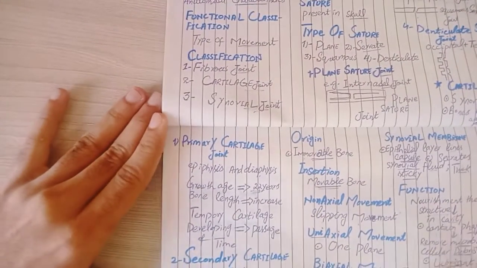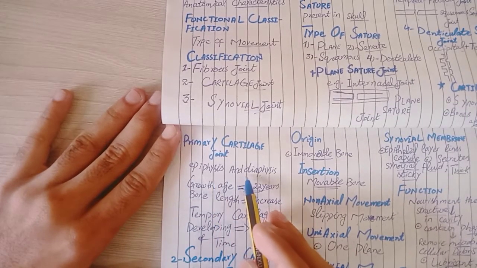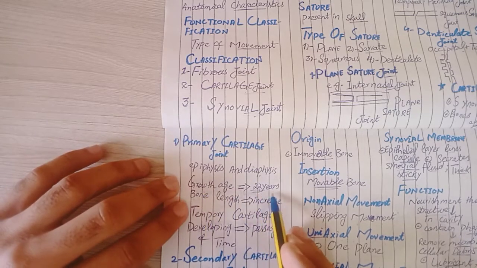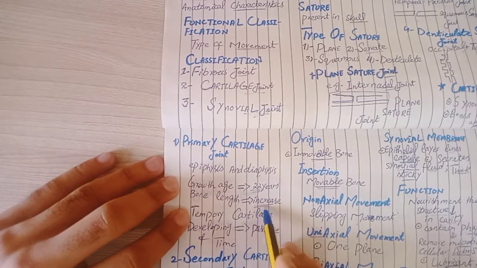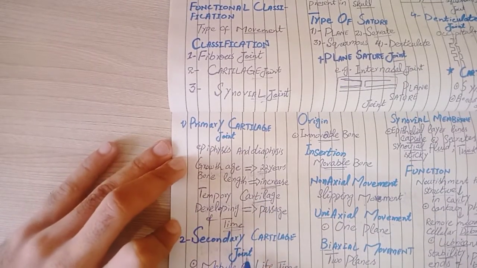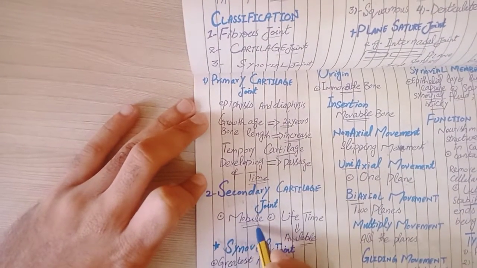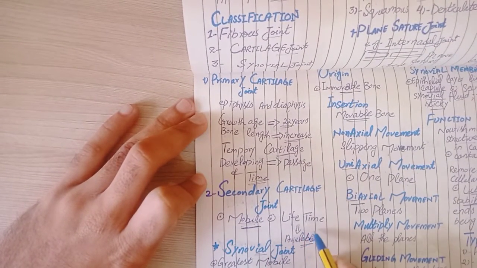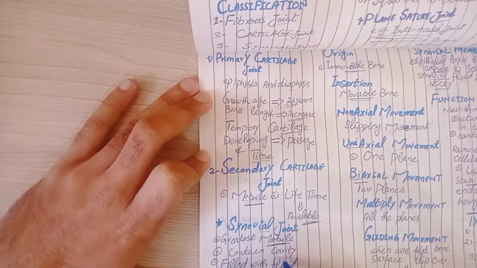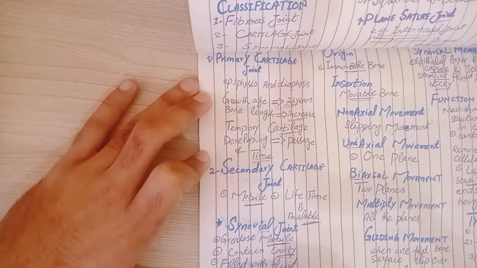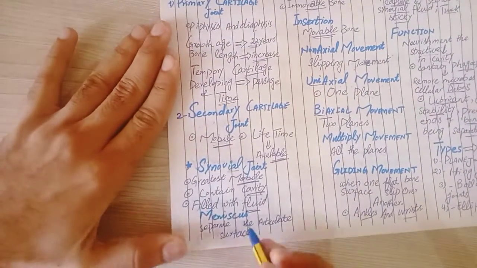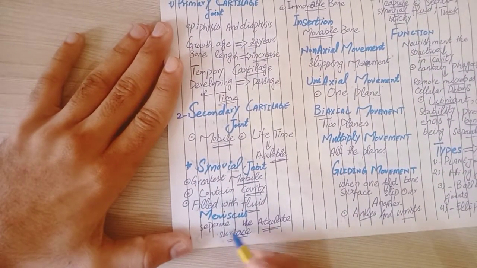Primary cartilage joints are present in the epiphyses and diaphyses, plate known as growth plate. Growth up to age 22 years, bone length increases. Temporary cartilage develops with the passage of time. Secondary cartilage joints are mobile and last lifetime. Synovial joint is the most mobile and also contains a cavity filled with fluid. Meniscus separates the articulating surfaces in synovial joint.